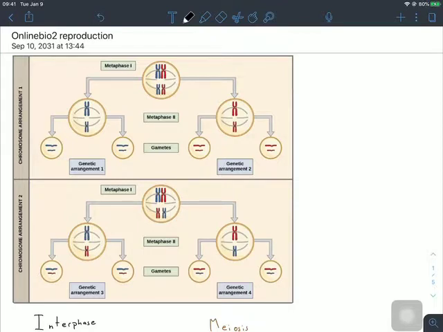Today we're going to continue on with our discussion of all things meiosis and focus a large part of the lecture today on what happens when things go awry, when things don't work out like they should. So, we'll start with a brief recap of what the products of meiosis are.